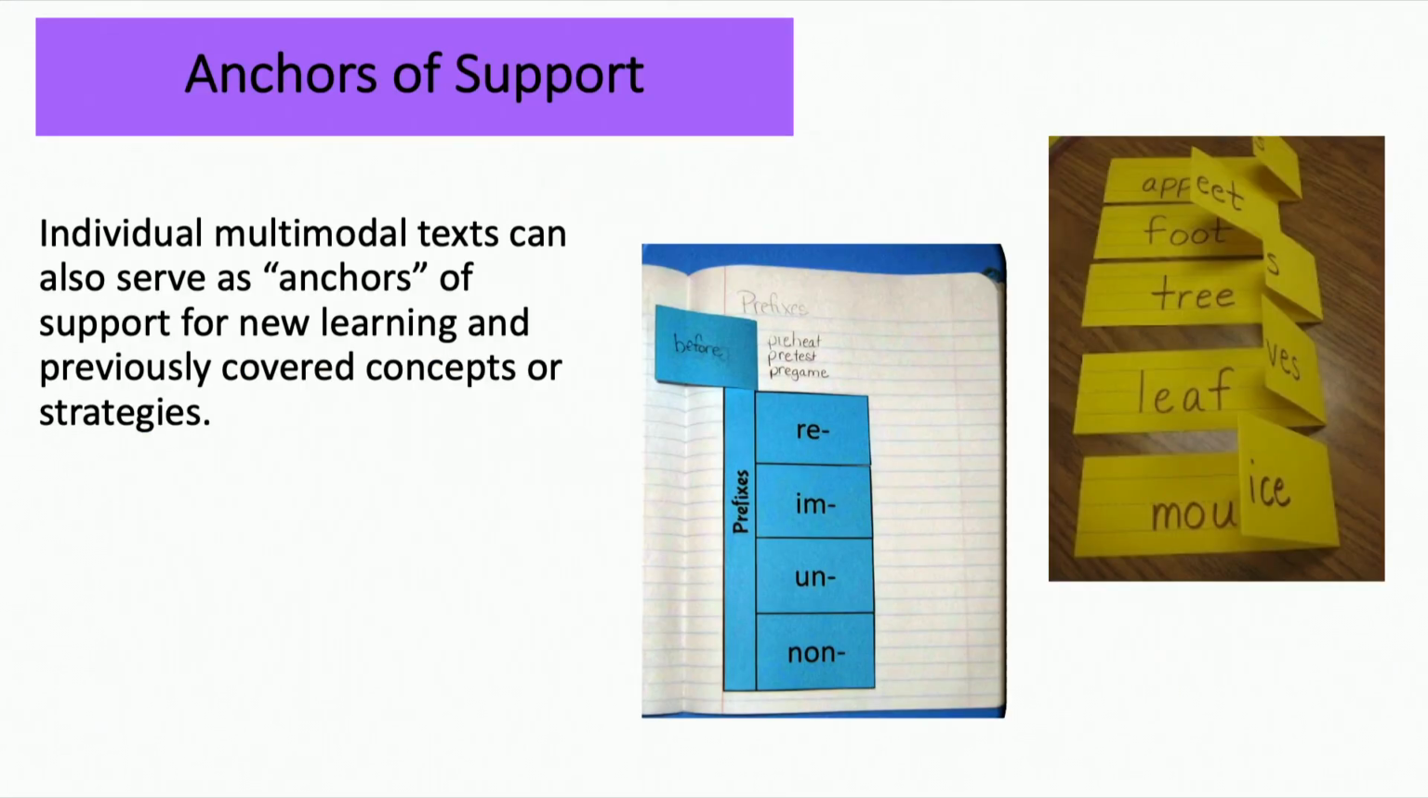So multimodal text can also be anchors of support. For example, I have foldables here. And this is this idea that it's multimodal, it's tactile, right? So we can take language and structure out of the text we're using and create multimodal anchor text like foldables. Typically, the students create these foldables.